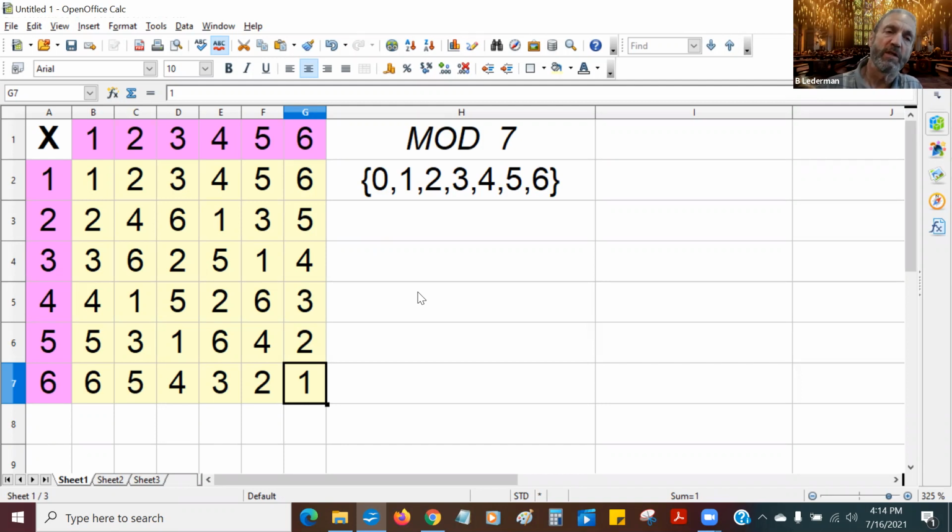Now we'd have to show associativity. I skipped that one. That's usually first, but I skipped that. It kind of inherits associativity from regular addition, but I just want to show you. Let's see how we could show this a little bit.